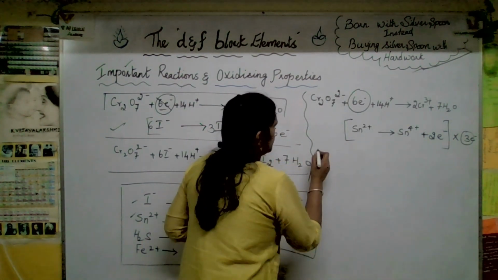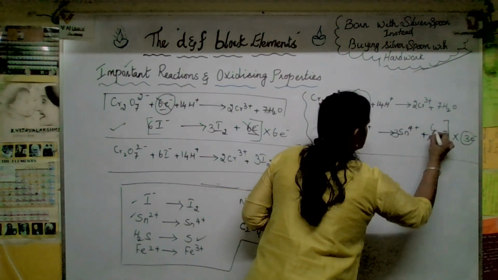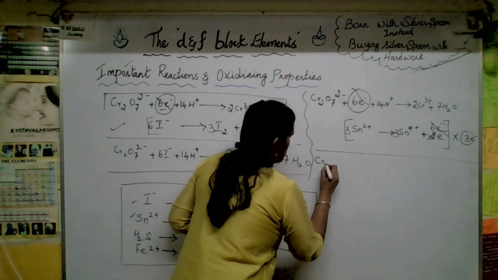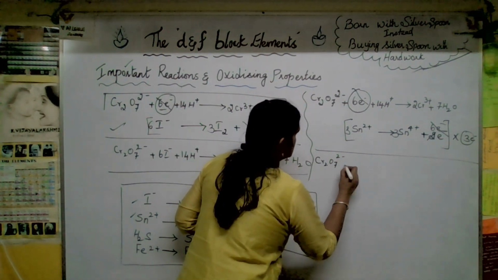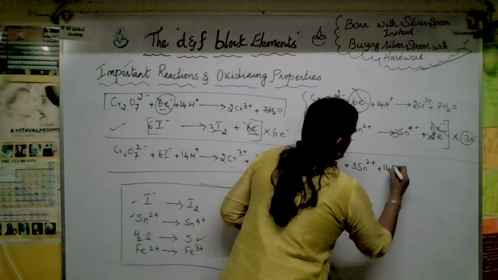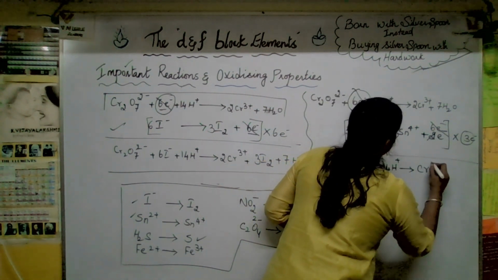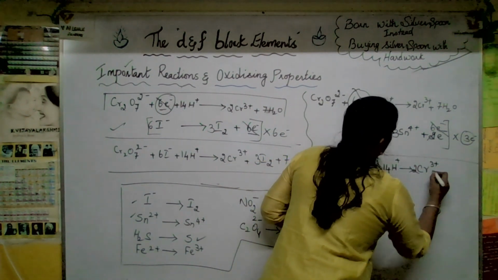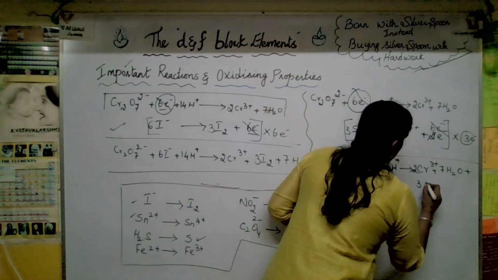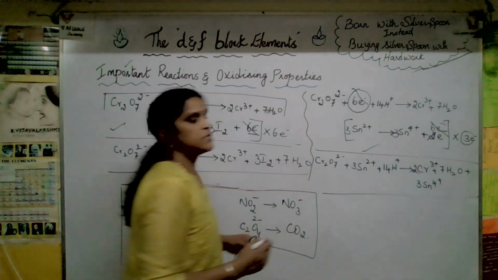Right? Now how will you add this? So here 3 and here also 3 and here 6 electrons. So 6 electrons, 6 electrons will be cancelled. So Cr2O7 2 minus plus 3 Sn2 plus 14 H plus ion gives 2Cr3 plus, 7 H2O plus 3 Sn4 plus. Hope you got a better idea about this point.